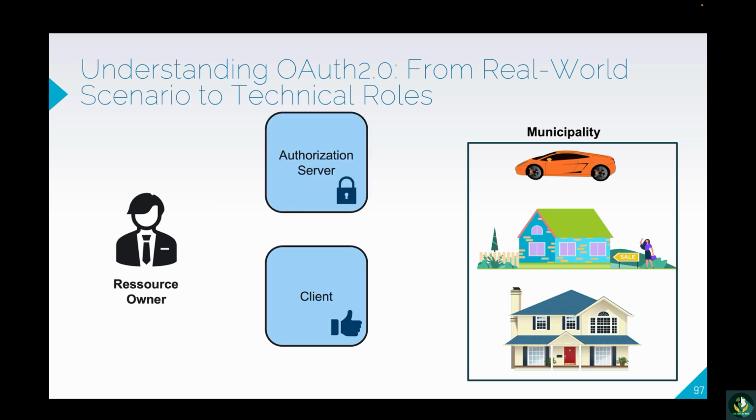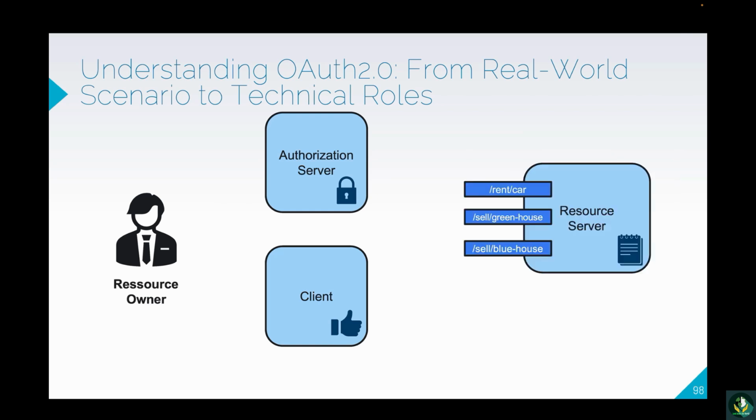The notary is the authorization server, because he verifies the identity of the parties and issues trusted documents, notarized declarations that are recognized by the authorities managing the resources of the resource owner. The authorities represent the resource server, which controls access to resources like cars and houses, and can verify the notarized declarations. And the notarized declarations issued by the notary in the OAuth 2 context are called access tokens.